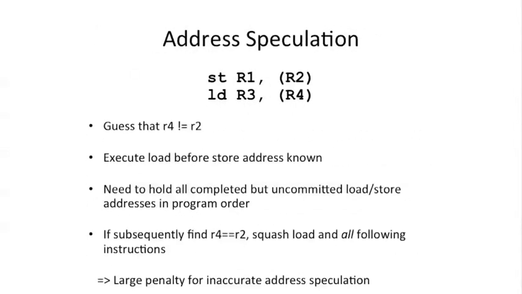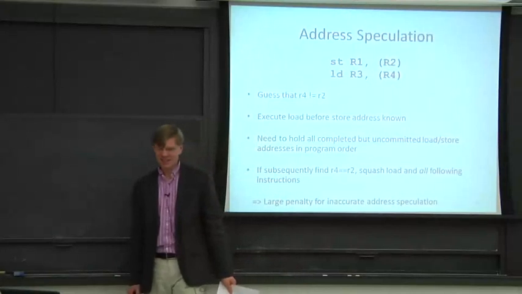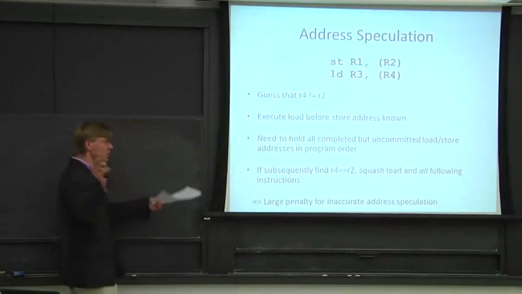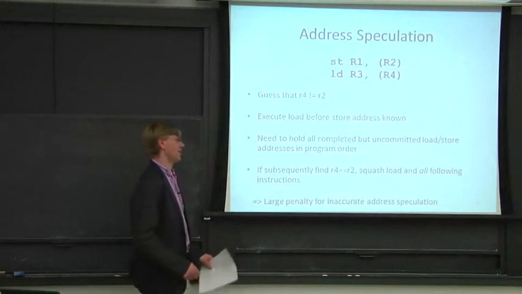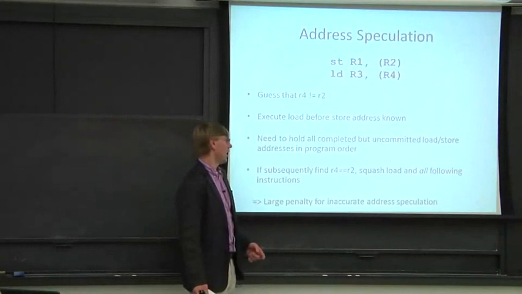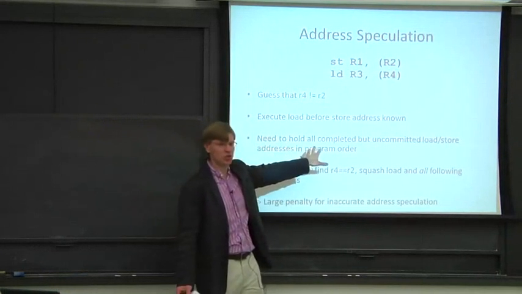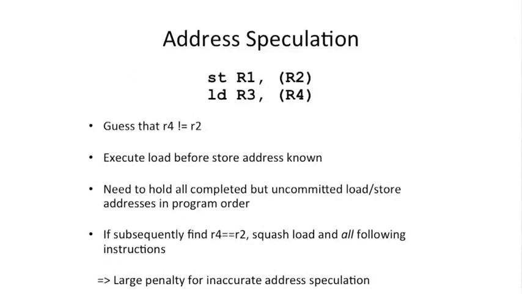OK, well, could we do one better? Let's start speculating, because let's guess that these are not equal. Let's execute the load before the store. And then we hold off committing the loads and store instructions, and we do that in order. And if something bad happens, so if the registers do equal each other, we have to replay all of these instructions.